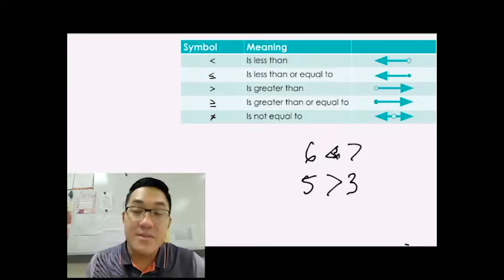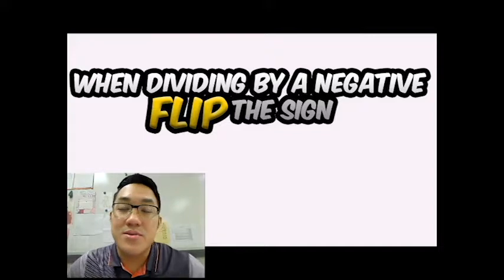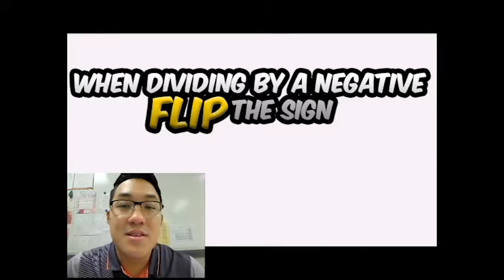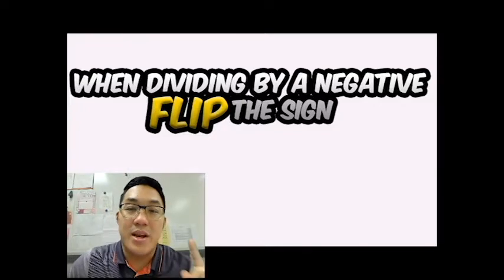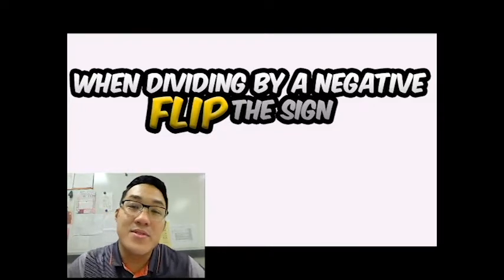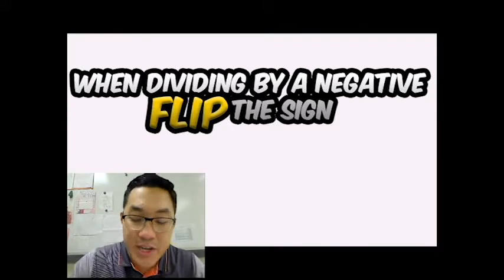Alright, so let's actually do some examples. Before I get started though, there is one golden rule to remember about inequalities. When solving inequalities, you must always flip the sign when you divide by a negative. Whenever at any point in your problem you have to divide by a negative, flip the sign. Alright, let's check it out.